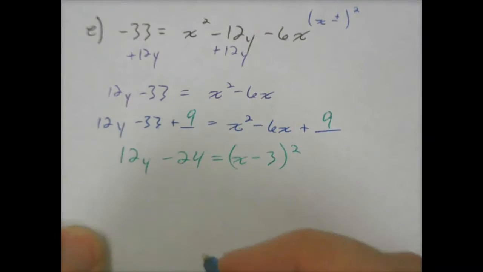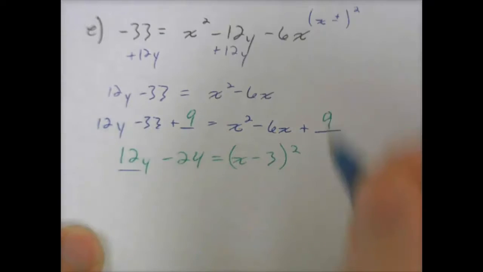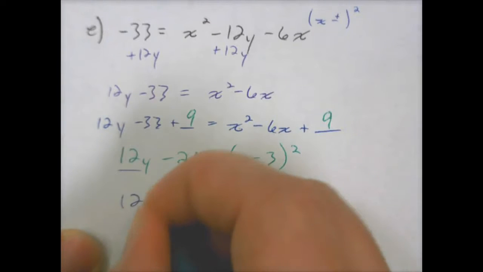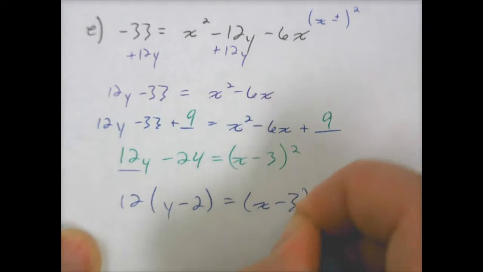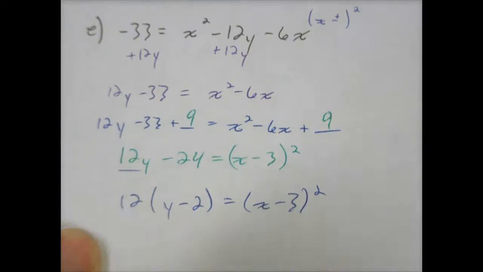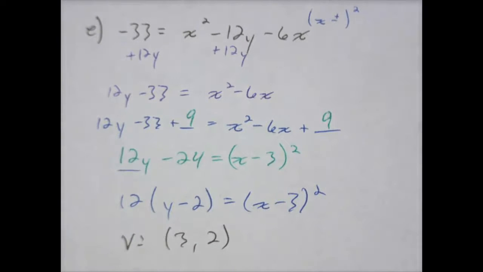Cool, so now I have an (x minus 3) squared term. So then here, just like I did in the last one, I'm going to factor out a 12, so I have 12 times (y minus 2) equals (x minus 3) squared, which will help me determine that the vertex from this point is (3, 2). And I can find everything else that I need to from there.